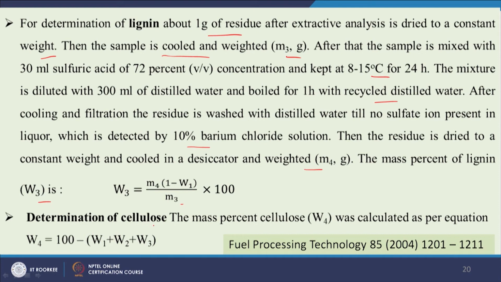So, we can calculate the percentage of cellulose by difference, that is 100 minus (W1 plus W2 plus W3), where the percentage of cellulose is W4. So, that can be calculated like this. W1, W2, W3 are extractive, hemicellulose and lignin.